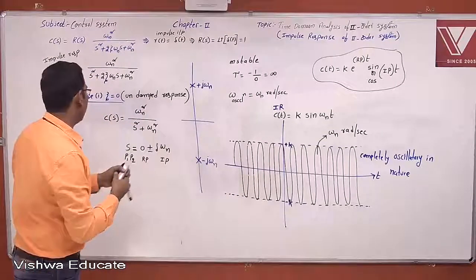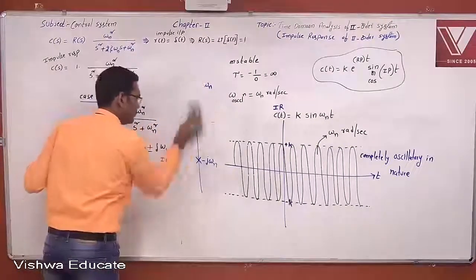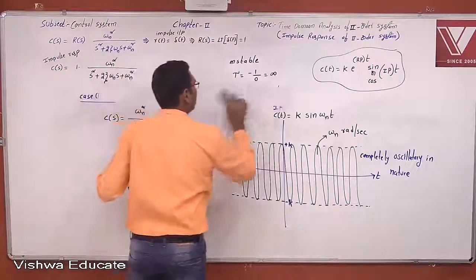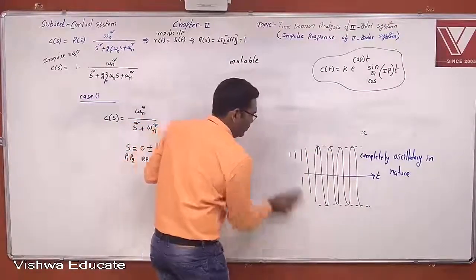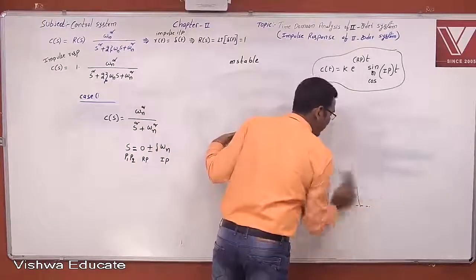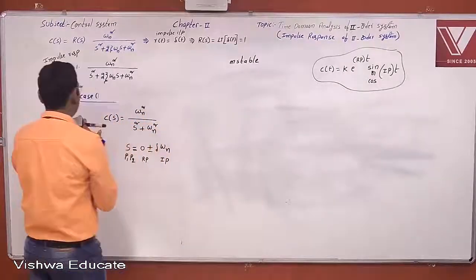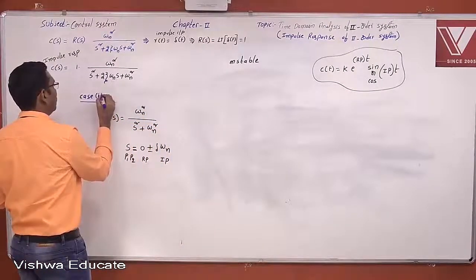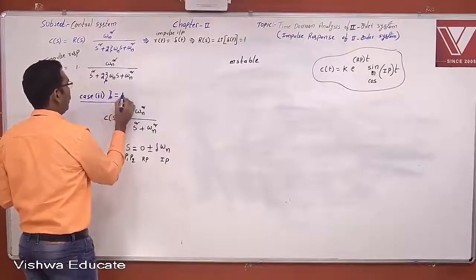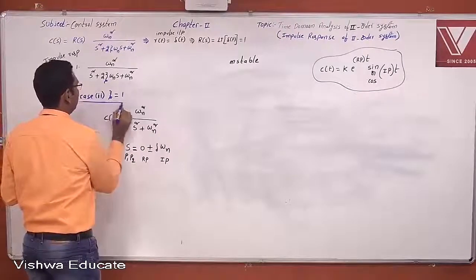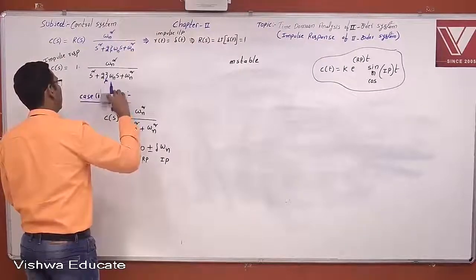Then we will take another case. Now case 2. What should be the changes when damping factor delta changes? When damping factor delta changes, the pole location changes, and the system behavior also changes. Now we'll see case 2, which is when damping factor zeta is equal to 1.